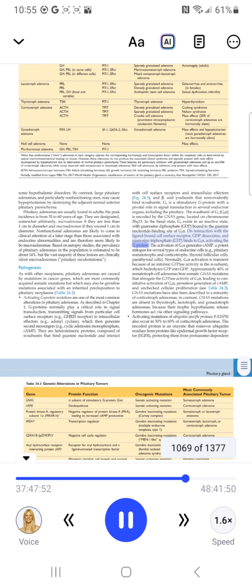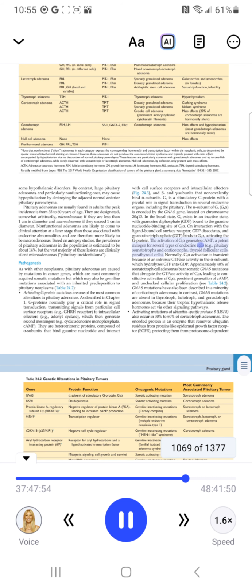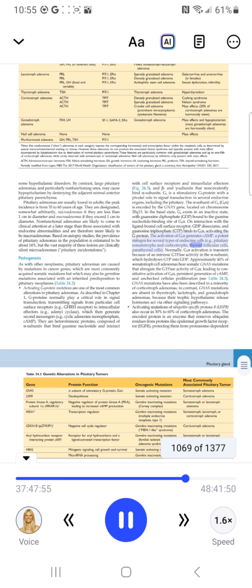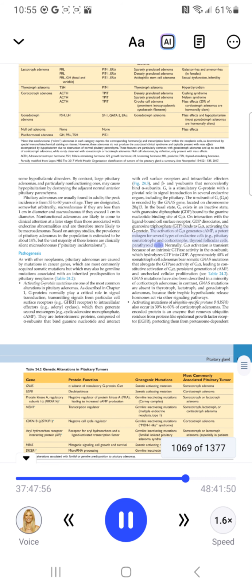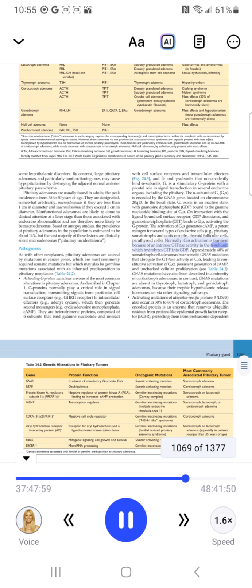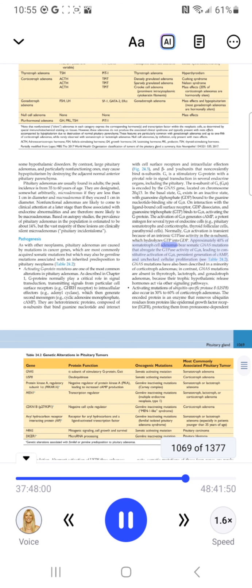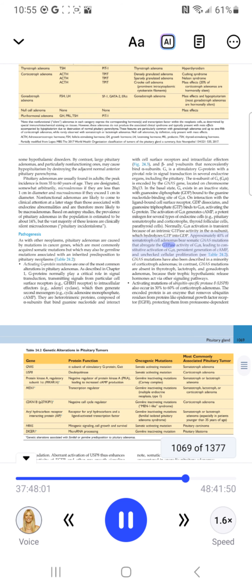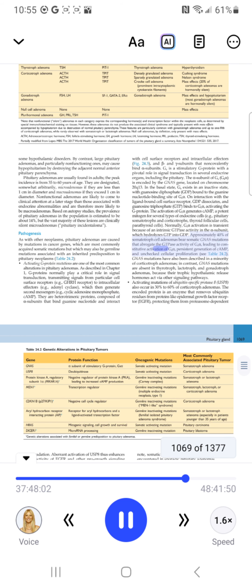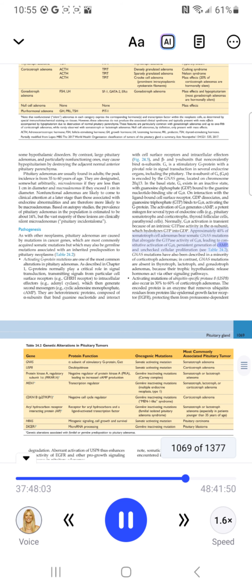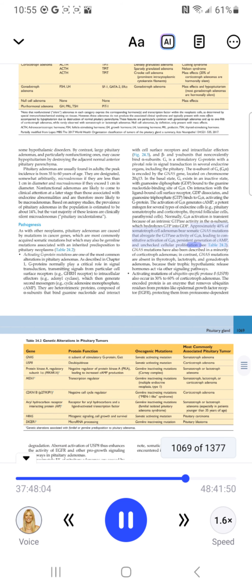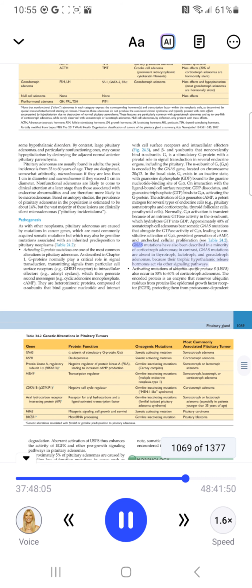activating the G protein. The activation of Gs-alpha generates cAMP, a potent mitogen for several types of endocrine cells, e.g. pituitary somatotrophs and corticotrophs, thyroid follicular cells, parathyroid cells. Normally, Gs-alpha activation is transient because of an intrinsic GTPase activity in the alpha subunit, which hydrolyzes GTP into GDP. Approximately 40% of somatotroph cell adenomas bear somatic GNAS mutations that abrogate the GTPase activity of Gs-alpha, leading to constitutive activation of Gs-alpha, persistent generation of cAMP, and unchecked cellular proliferation. See Table 24.2. GNAS mutations have also been described in a minority of corticotroph adenomas.